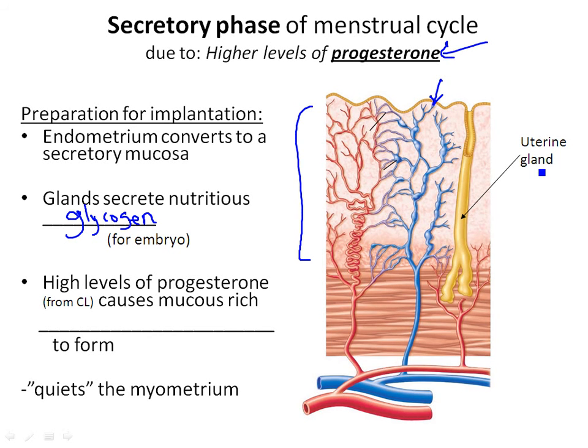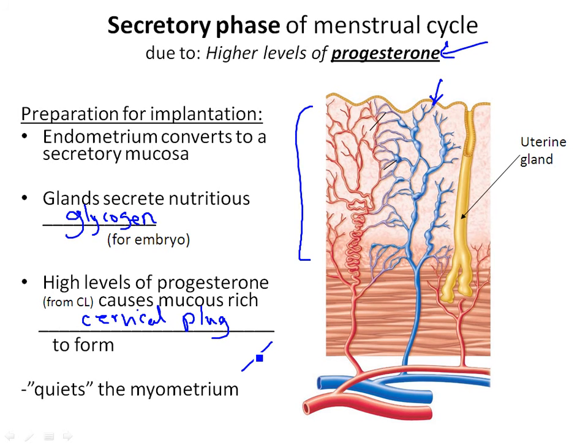Progesterone is also going to cause the formation of something called a cervical plug. And the cervix will start increasing its production of thick mucus. We're going to block any further entry of sperm. We're going to also block bacterial infections, to try to protect a developing embryo.